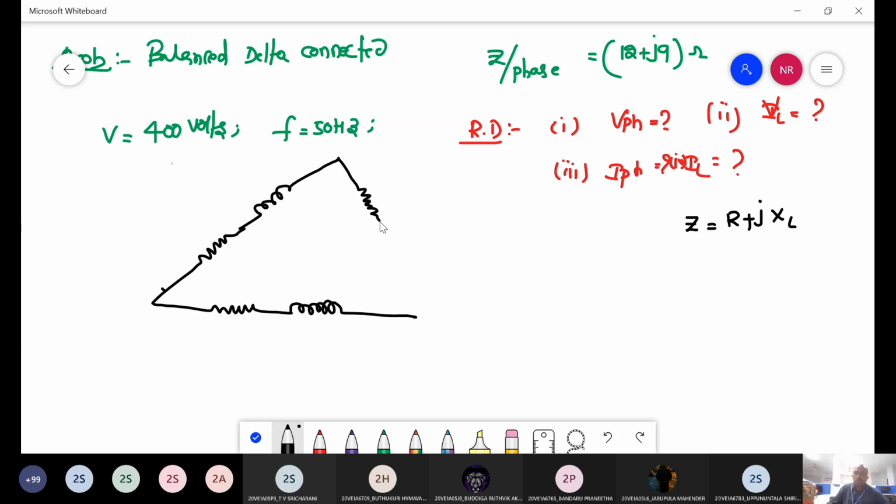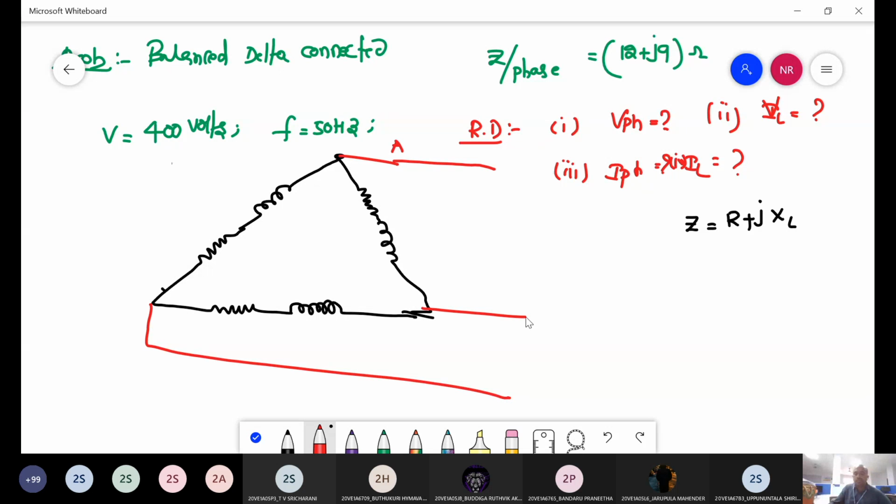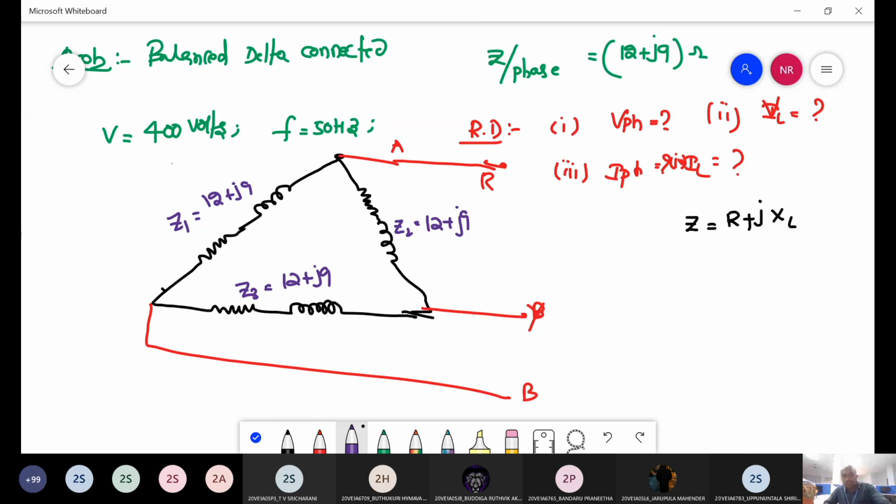This is the delta. In each phase there are these three points: A point, B, and C, the R, Y, B three phases. Then in each phase Z is given: Z1 is equal to 12 plus j9, Z2 is 12 plus j9, Z3 is 12 plus j9, right? So this is the circuit.